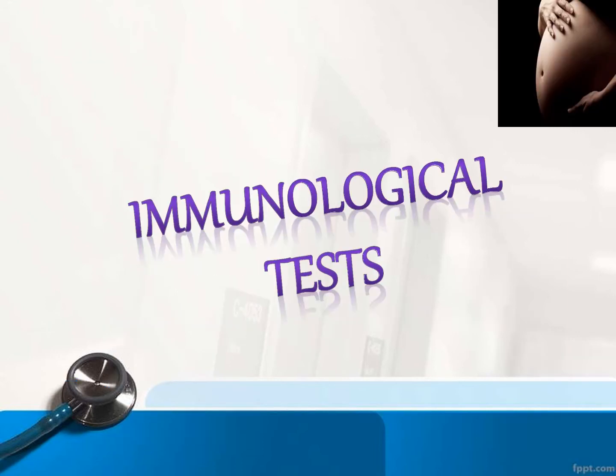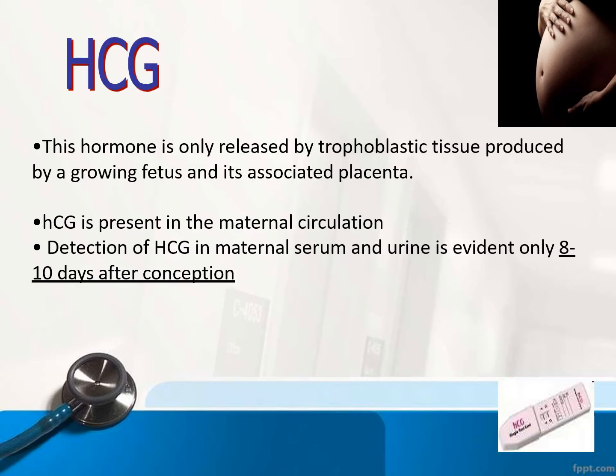Next, we can see the immunological changes, or immunological tests. These are the tests we use in the first trimester, mainly for diagnosing pregnancy. These tests are mainly based on the presence of human chorionic gonadotrophic hormone from the placenta. The hormone is released from the trophoblastic tissue of the placenta, and it is associated with the growth of the fetus and of the placenta.